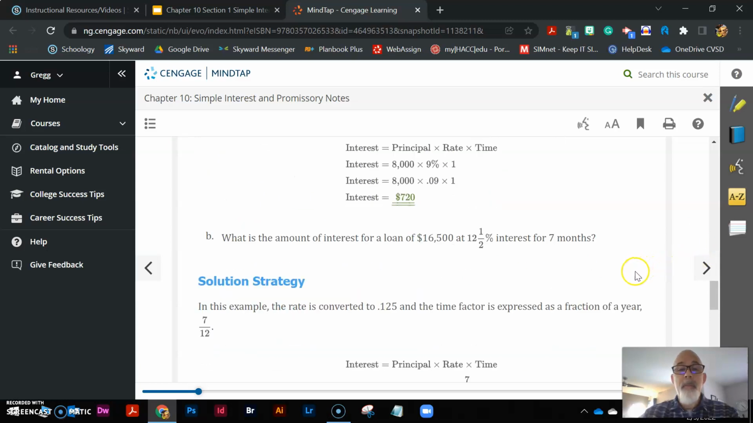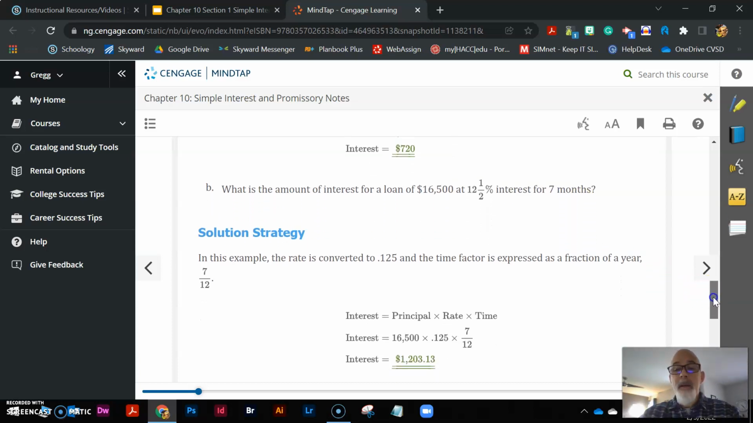Here's another problem with this, where I have a principal of $16,500 and I have 12.5%. Well, again, what we want to do is convert that 12.5% back to a decimal. So we would word this as 12.5%. And again, this is going to be months. So again, we know up front that we're going to be putting probably a 12 underneath that 7 with this.